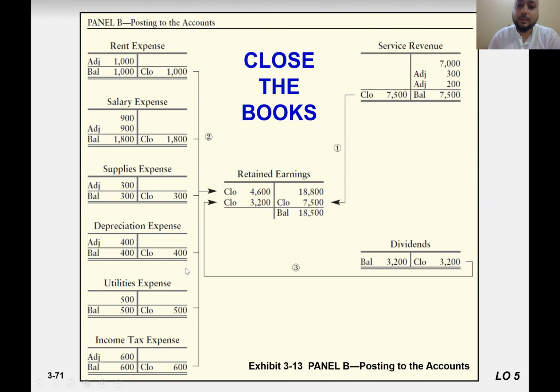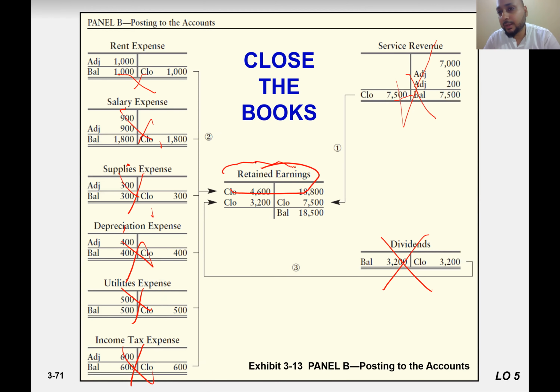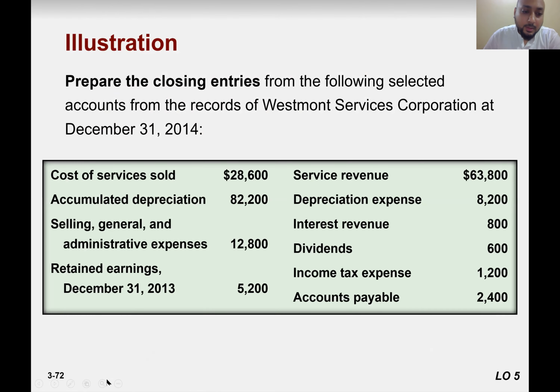So you see, I told you, we are closing the books, so we are closing the books here. Service account is now closed. Dividend account is now closed. Expense account is now closed. All charged to retained earnings. Right? Understand, everyone? Okay, now you have to prepare the closing entries.